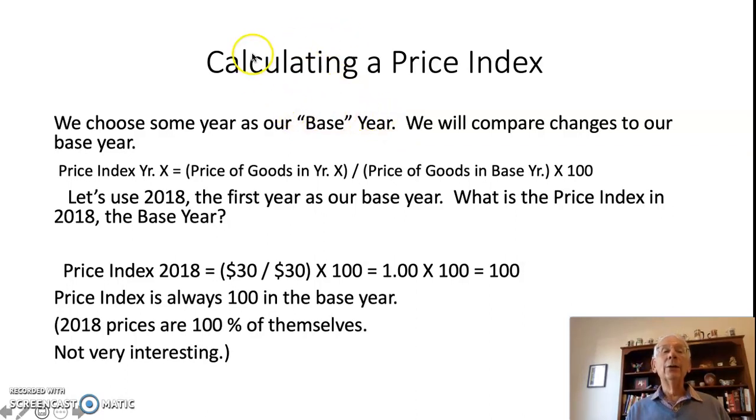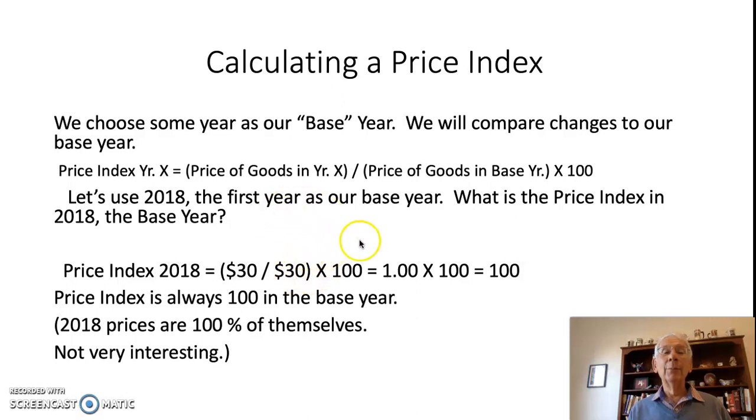So if you take any year, we'll call it year X, the price index in any year is the price of the goods in that year divided by the price of the goods in the base year times 100. So if we use 2018 as our base year, what's the price index going to be in 2018? The base year. Okay. The cost of the goods in the base year of 2018 is $30.